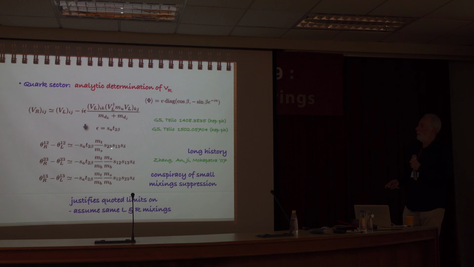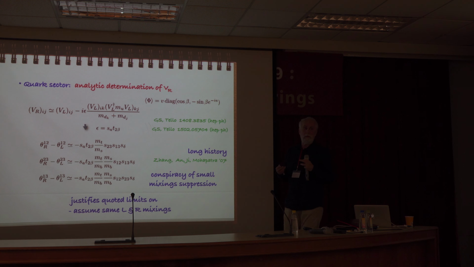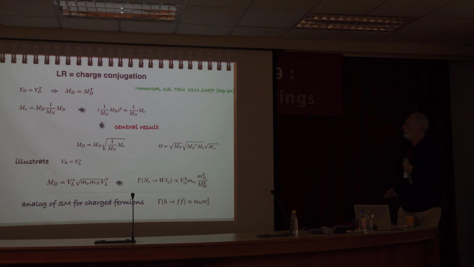They're suppressed by the small mixing angles of the standard model, which justifies all the limits that the LHC automatically assumes. They never do a really complete study. They assume that these mixing angles are the same as they actually are. So you can trust the numbers that they give you.